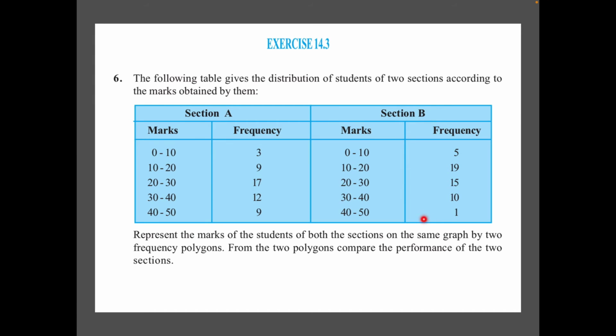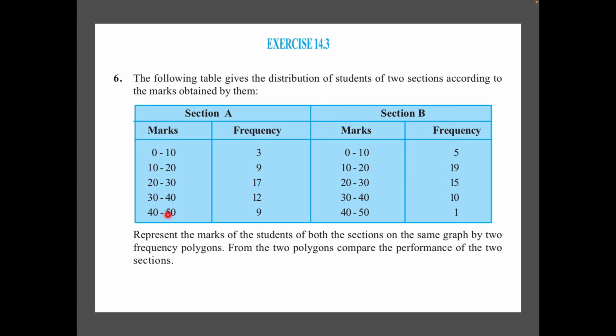Now first of all let's read the question. Represent the marks of the students of both the sections on the same graph paper by two frequency polygons. So we have to use one graph paper and show both the polygons on the same paper. Now from the two polygons, compare the performance of the two sections.